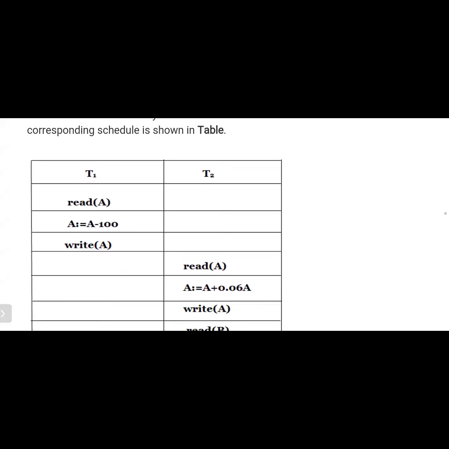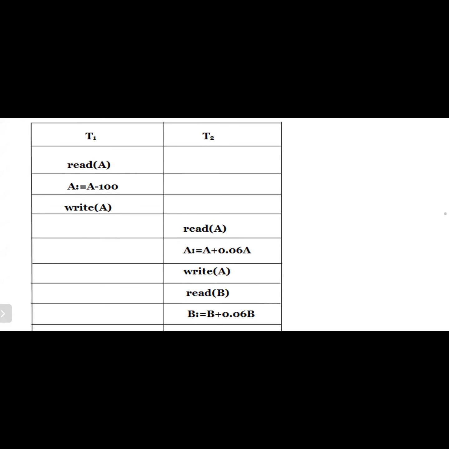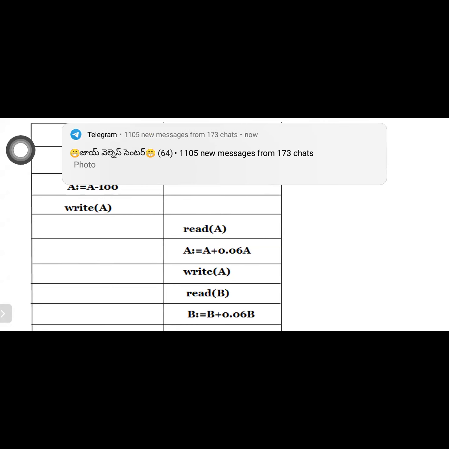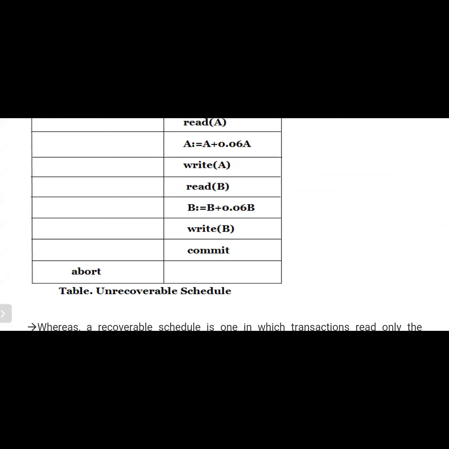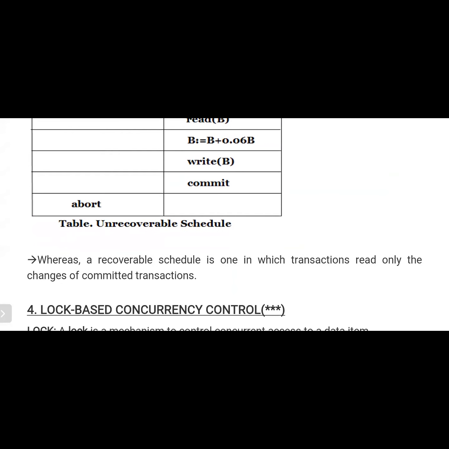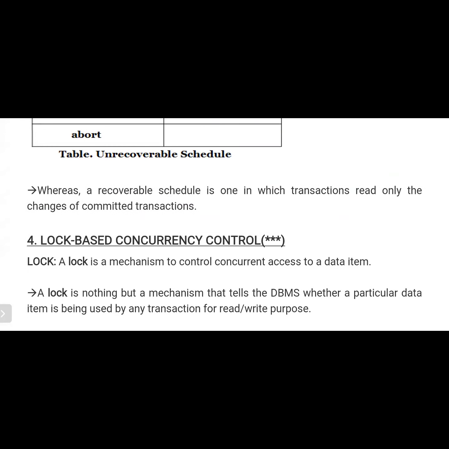So the corresponding schedule is shown in the table. Please observe this. In the case of T1, it reads the value of item A, deducts 100 rupees from A, and writes it to the disk, but without a commit, performing only the update. Next, T2 performs the read operation on A, and 6% of A is added to A, and it performs the write operation on A, then reads B, adds 6% of B to B, performs the write operation and commits. Okay. So at this point the problem occurs.